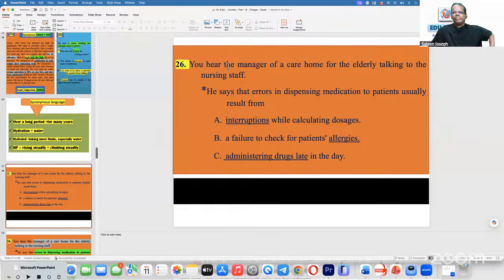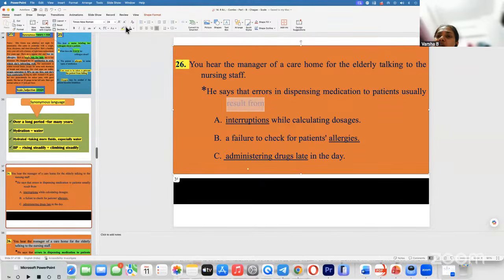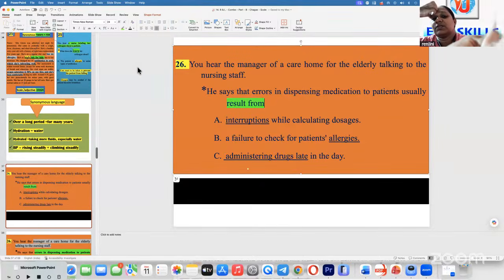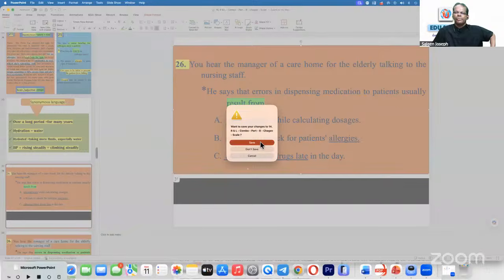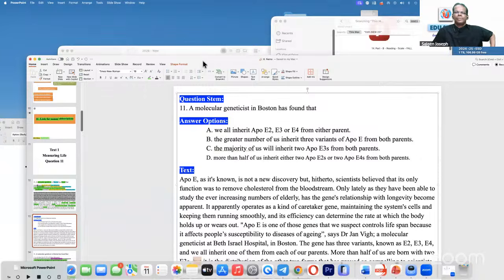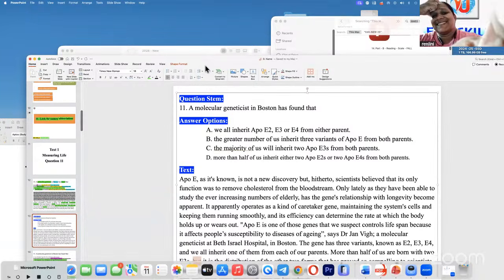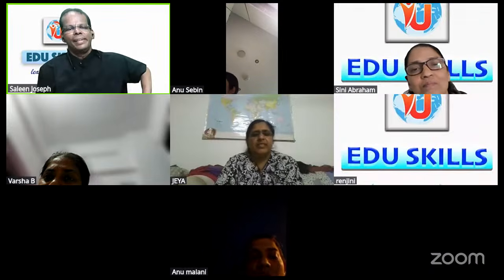We'll do it later. You hear the manager of a care home for the elderly talking to the nursing staff. He says that errors in dispensing medicine to patients usually result from... Means cause. They are asking for cause. What is the cause? One of these is the cause. So you have to find out the cause. So what I want to tell you, all these ABC of reading, writing, listening, they're all interconnected.